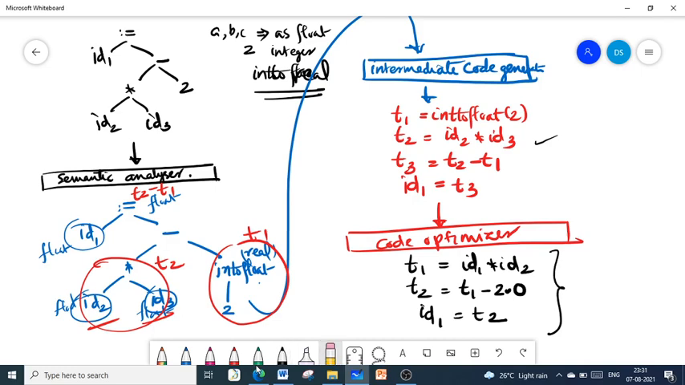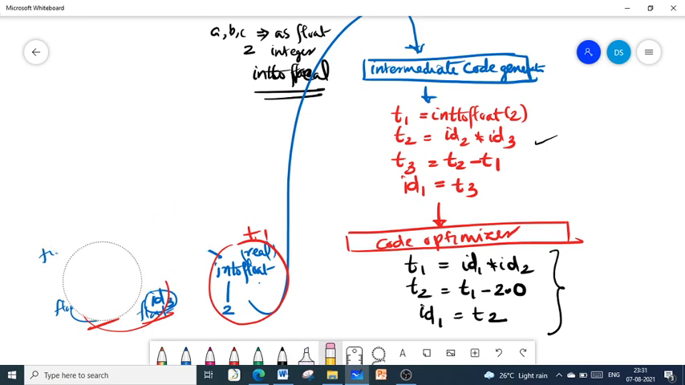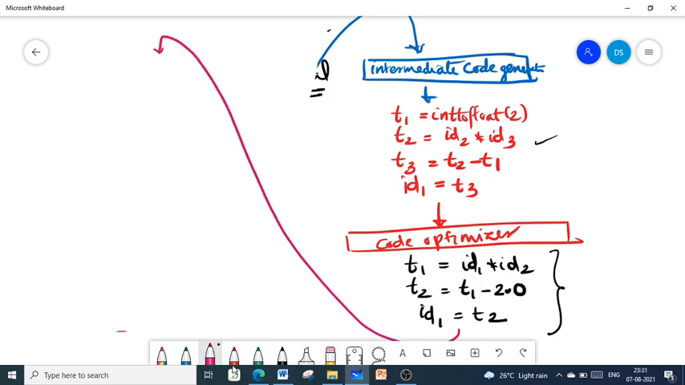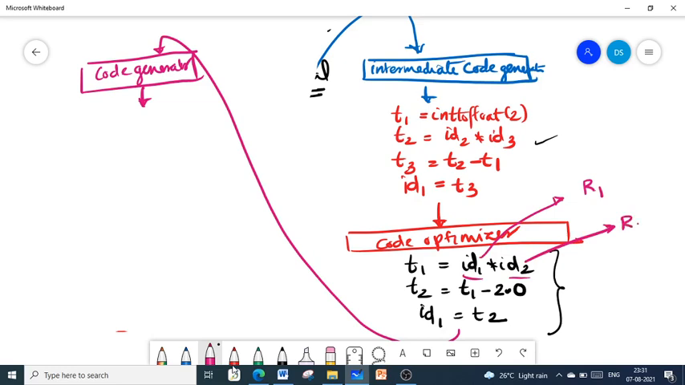Now we have to complete the last step. This code is given as the input to the code generator. That is the last phase. That will be used to give the output. First we have to perform this multiplication operation. For that, the content of id1 is to be moved to r1, and the content of id2 to r2.